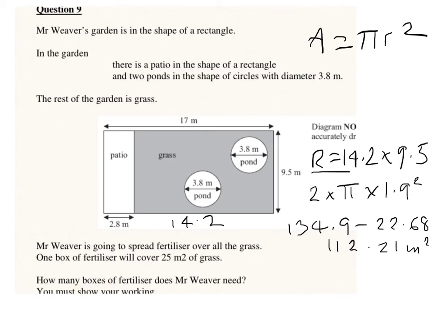So the rectangle comes to 134.9, the 2 circles comes to 22.68, so the total area of the grass comes to 112.21. So we merely need to divide that now by 25. The answer comes out to 1 decimal place, that's 4.5. So we're going to need to buy 5 boxes. We can't buy 4.5 boxes, so the answer is 5 boxes.